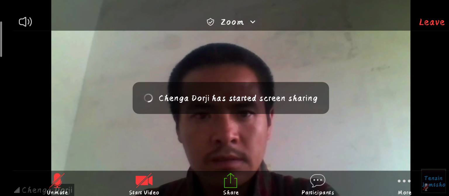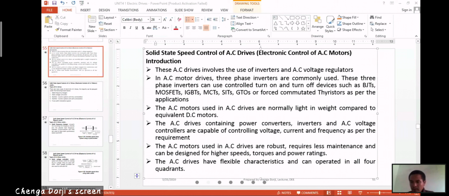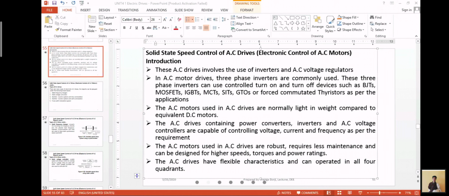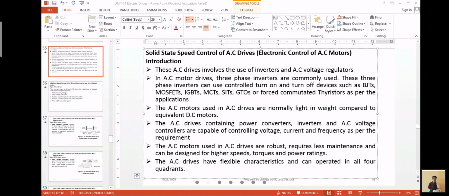AC drives. Hello, sir. Good morning, sir. Sir, any Zoom ID, share it please. Send it to Sanjita also. Sir, I'll keep it here and share with them. The link integration is a problem, so from next time I will share. Okay, sir. Thank you, sir.